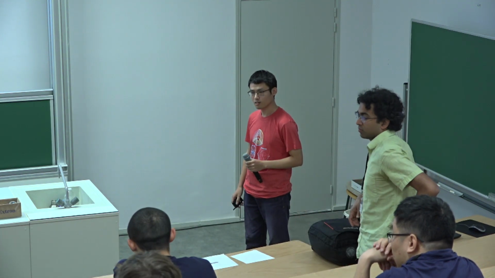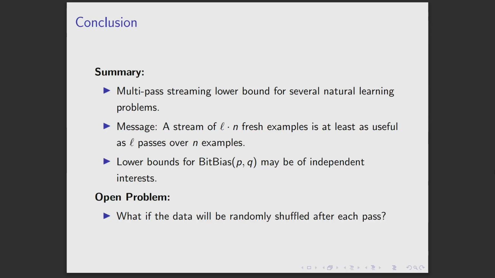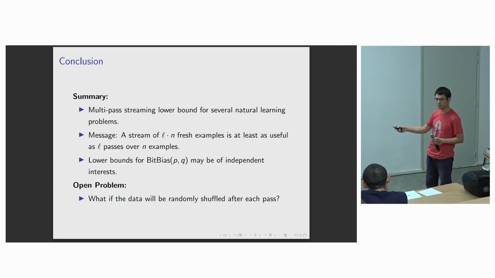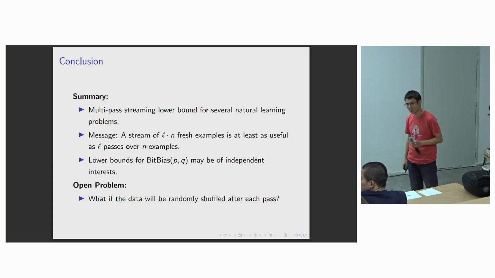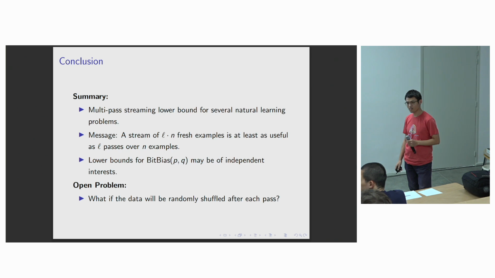Is the bit bias problem the same as the coin problem that people call in the literature? You mean the open problem? Is the bit bias problem just a different name for the coin problem? The coin problem in the literature is also about distinguishing Bernoulli P versus Bernoulli Q. Maybe it's just called by a different name as well, so maybe something to look into.